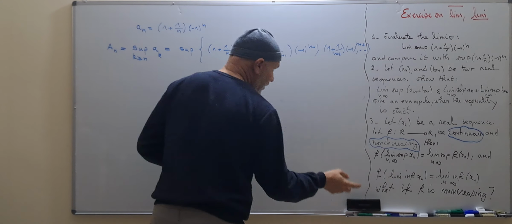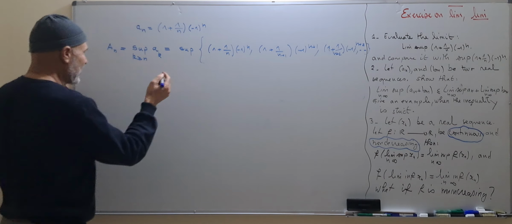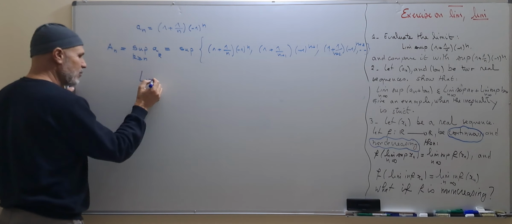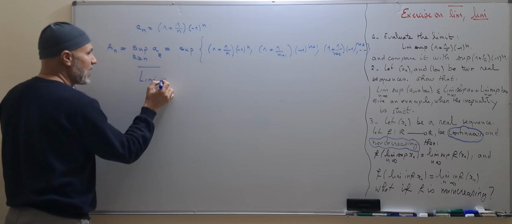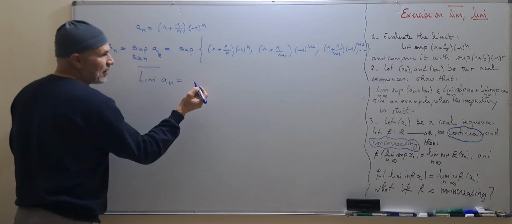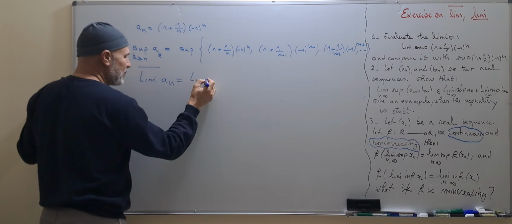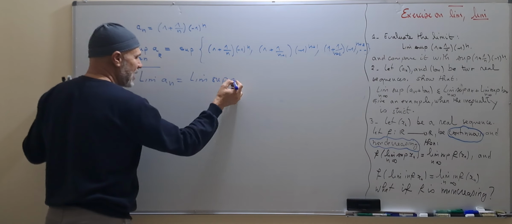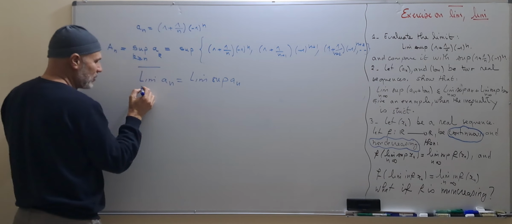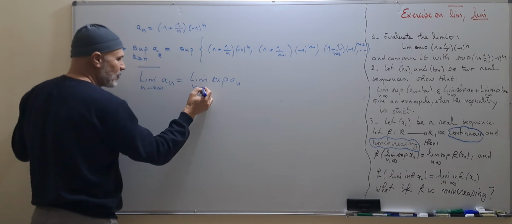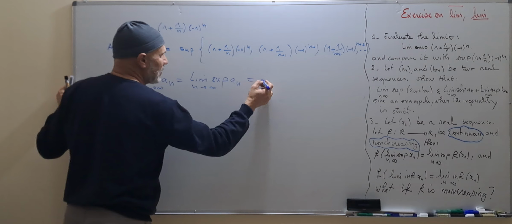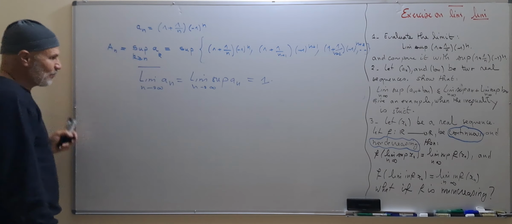We conclude that in both cases, the limit sup of a_n, when n goes to plus infinity, is equal to 1.